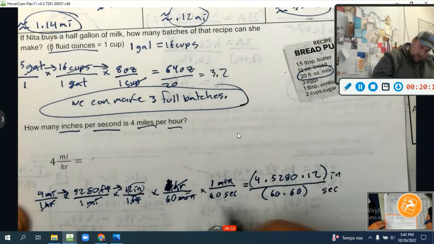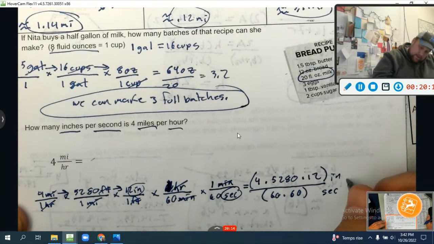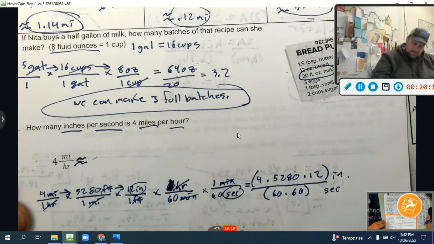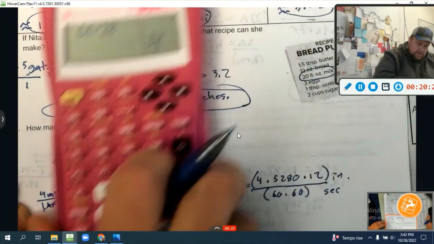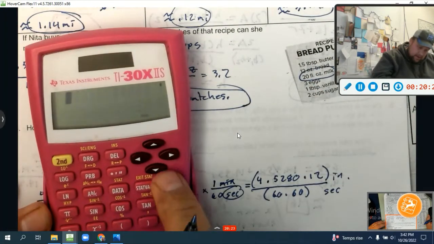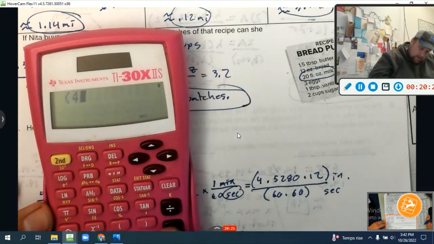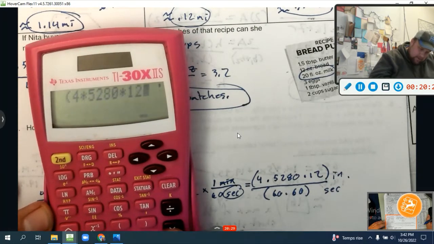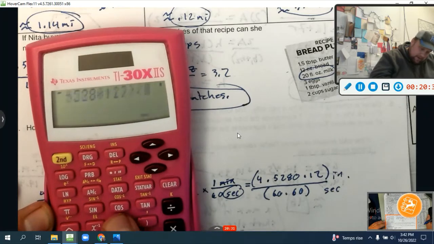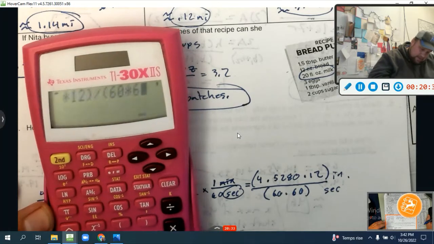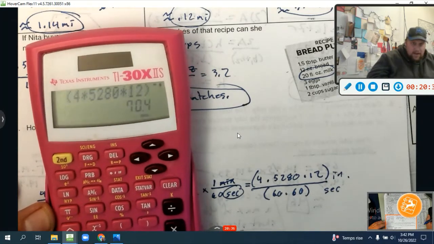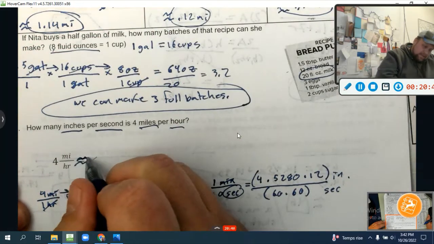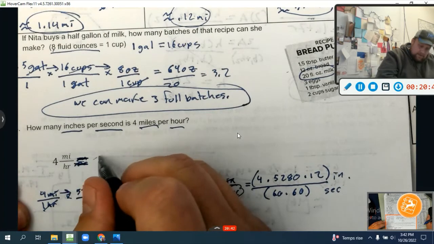So this is going to be approximately, maybe, I don't know. Maybe it's not an approximation. It's going to be 4 times 5,280 times 12 divided by 60 times 60. Ooh, 70.4. That's going to be exact. We'll do that exact. That equals 70.4 inches per second.